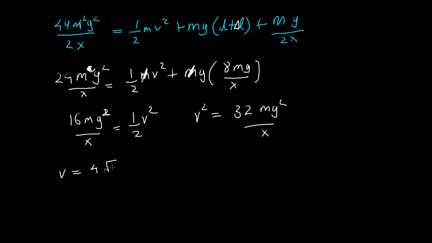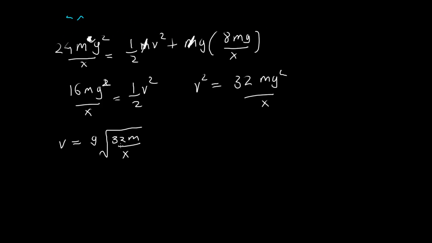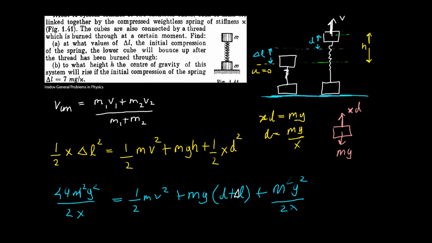So we get that v is equal to the square root of 32, I believe 4 root 2, but actually I'll just write it as the square root of 32, so it is g root 32m over x. So that is our velocity, and you can call that v1 because it is the velocity of the first block, the upper block.